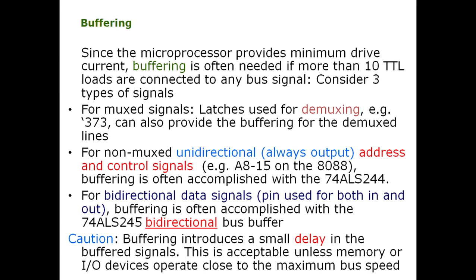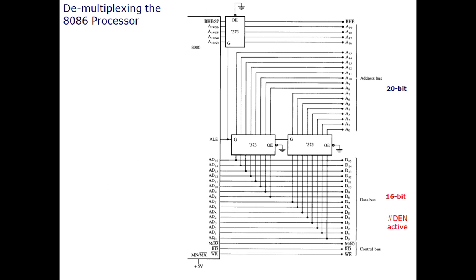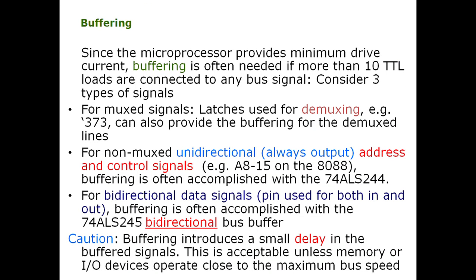So for buffering, the pins which are demultiplexed do not need to be buffered, because the 373 latches used here serve as the buffer as well. So they are demultiplexing the multiplexed pins, as well as buffering the bits available there. So they do not need to be buffered again, but the pins that are not multiplexed should be buffered, and for that other transceivers should be used.